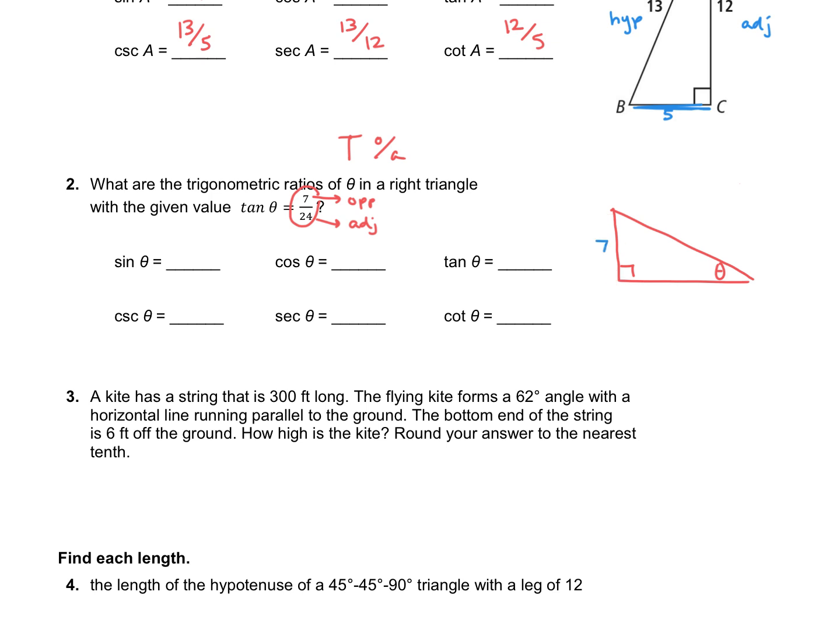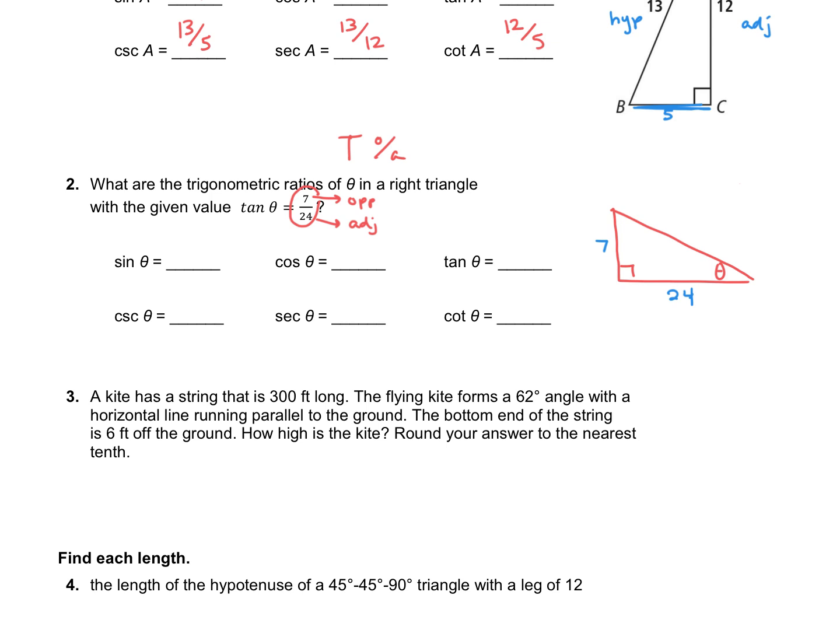The adjacent side is not going to be the hypotenuse, but it will be the side next to our theta. And that side is 24. So now we just need our hypotenuse. We need our third side of our right triangle, and then we can run through those 6 trig functions again.